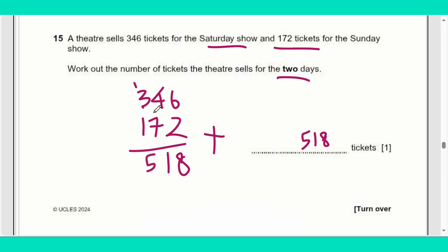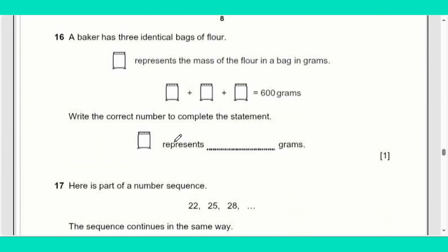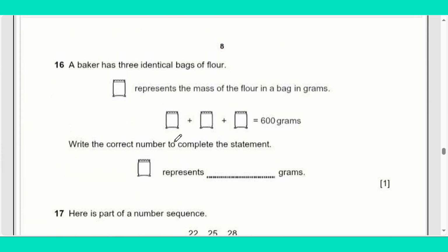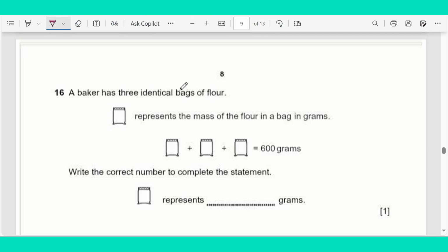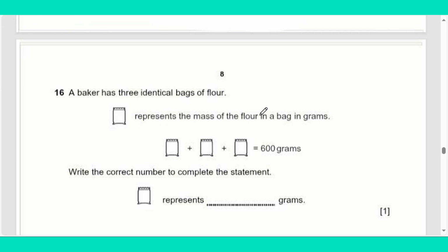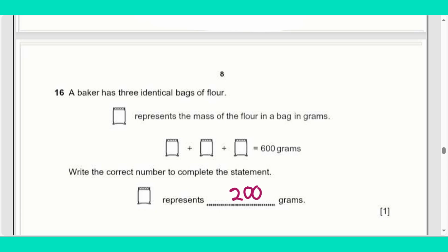Let's move on. Okay guys, now number 16. A baker has 3 identical bags of flour. This represents the mass of flour in a bag in grams. So the 3 sacks will be 600 grams. Write the correct number to complete the statement. 1 bag represents how many grams? Okay, the answer for this should be easy. It should be 200. How do we get that? It's 600 divided by 3, which is 200.